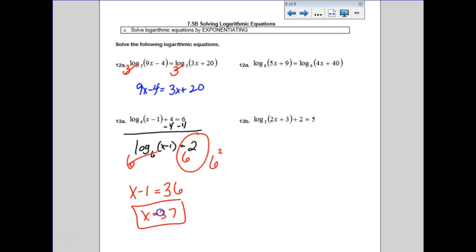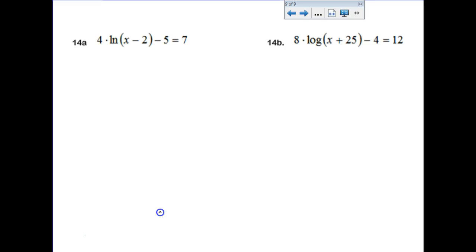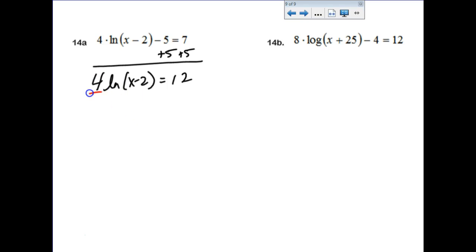That wasn't too bad, right? Is there more? One more. Oh, good. Natural log. We got this. Oh my goodness, it's not isolated yet, guys. What are we going to do? Add the 5 and divide by 4. We have to add 5, yeah, we did that. Divide by 4. So I have natural log of x minus 2 equals 3.